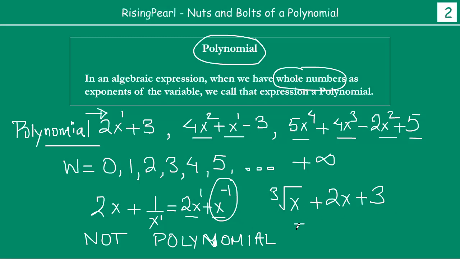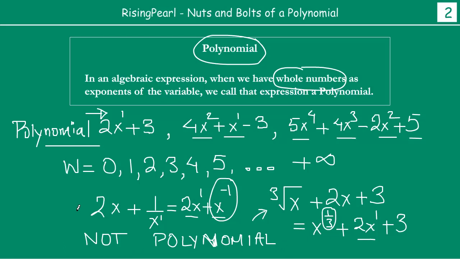So इसे हम लिख सकते हैं cube root of x can be written as x to the power 1 by 3 plus 2x plus 3. यहाँ पे हम देखते हैं कि this term is okay because this is raised x to the power 1, right? But ये जो term है, the first term, again आप देखते हो, this is actually raised to a rational number, right? 1 by 3, which is definitely not a whole number. Again, this is also not a polynomial.